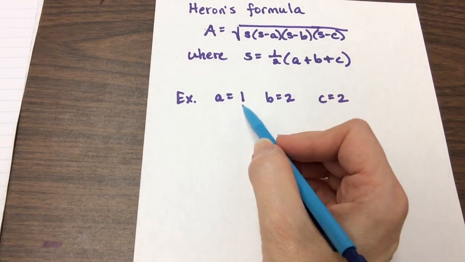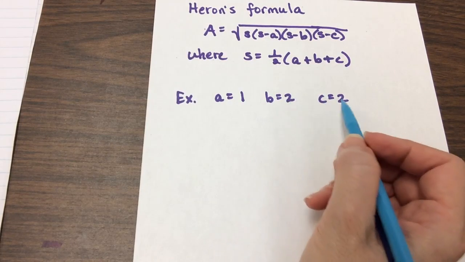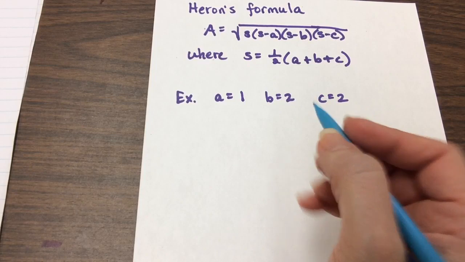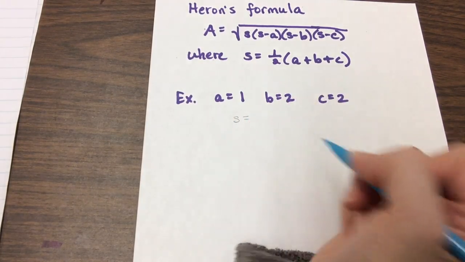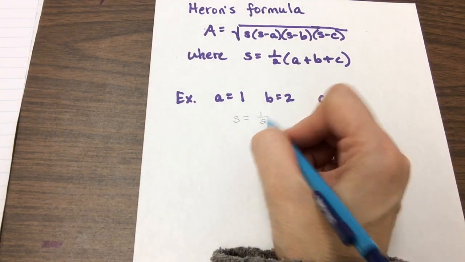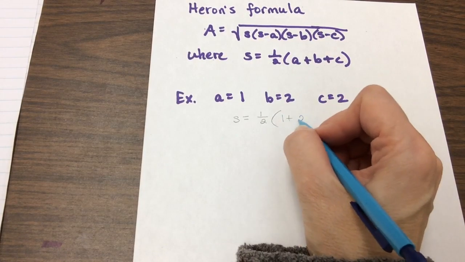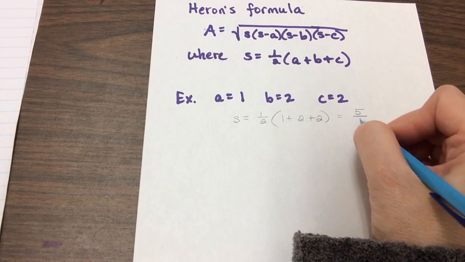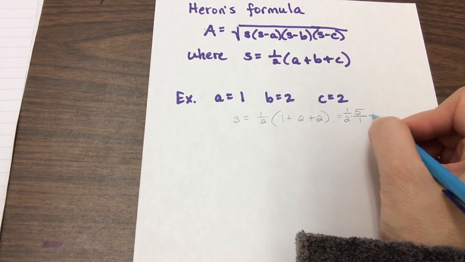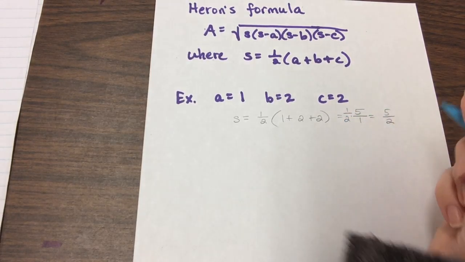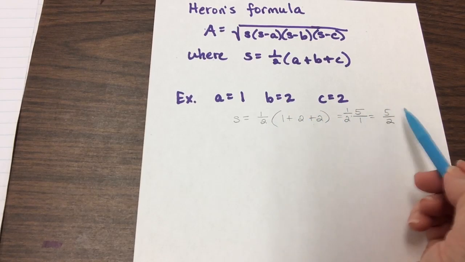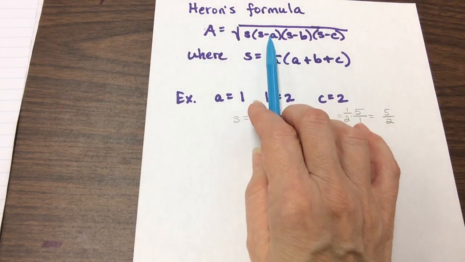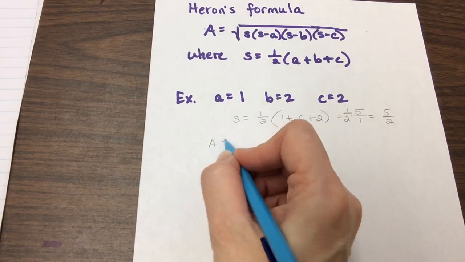So if I'm given these three sides, a equals 1, b equals 2, c equals 2, and asked to find the area of this triangle, the first thing I'm going to do is find half the perimeter. So half the perimeter is going to be (1 plus 2 plus 2), which in this case is 5, over 2. Alright, 1/2 times 5 is just 5 over 2. So that's half my perimeter, my semi-perimeter. Then I'm just going to plug it in and find the area.